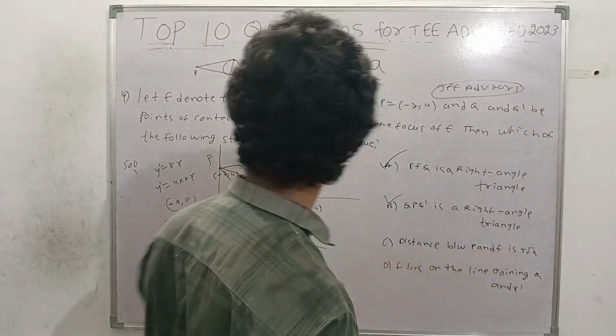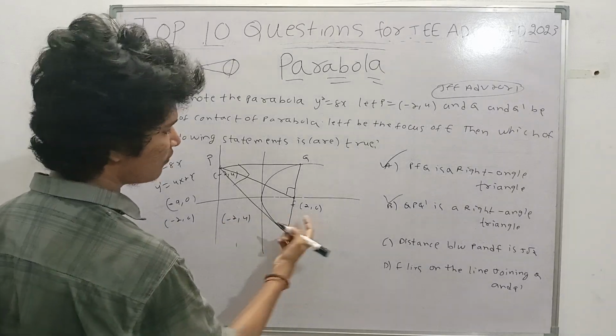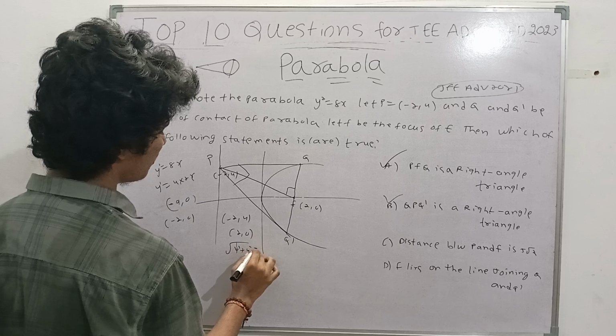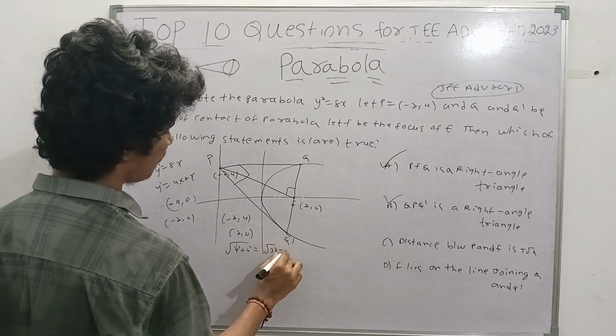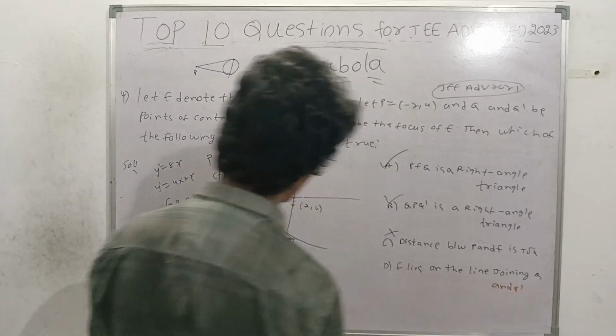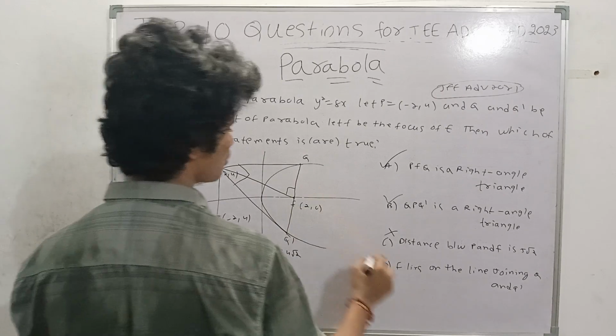Distance between P and F is 5√2. What is P? P is minus 2 comma 4, and what is F? 2 comma 0. What is the distance between them? It will be root of 4 square plus 4 square, root 32, which is 4√2, but they gave 5√2, so it is wrong. F lies on the line joining Q and Q dash. Yes, F is lying on the line joining Q and Q dash, it is also correct.